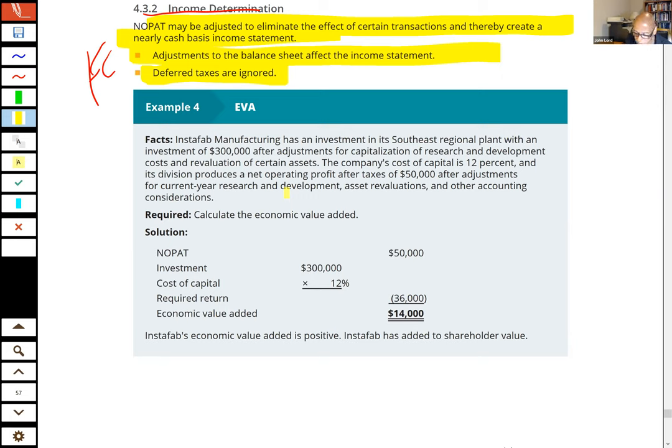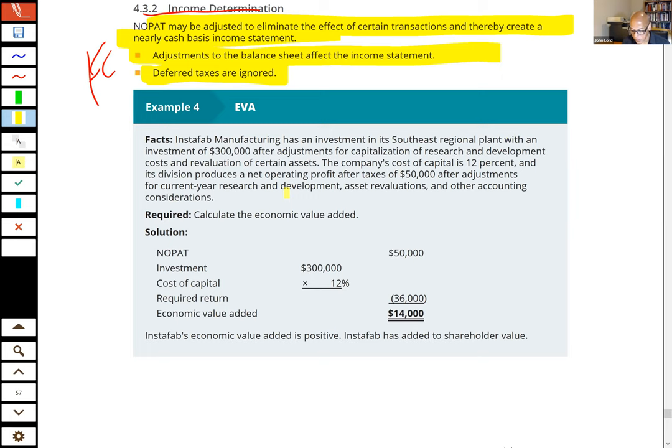Instafab Manufacturing has an investment in Southeast Regional Plant with an investment of $300,000 after adjusting for, and they tell me, capitalization of research and development costs and revaluation of certain assets. So they picked up those things that they talked about and didn't make us do any calculation here to get to those. The company's cost of capital is 12%.